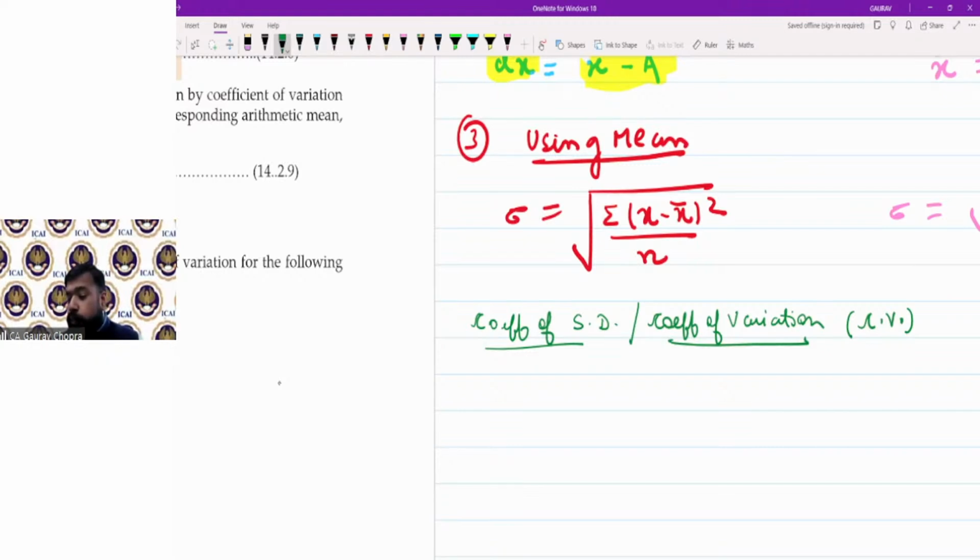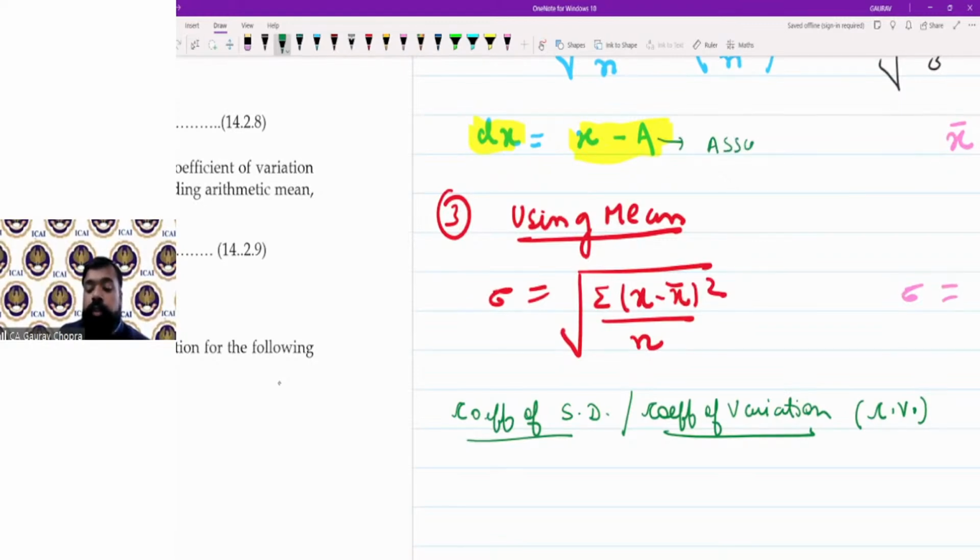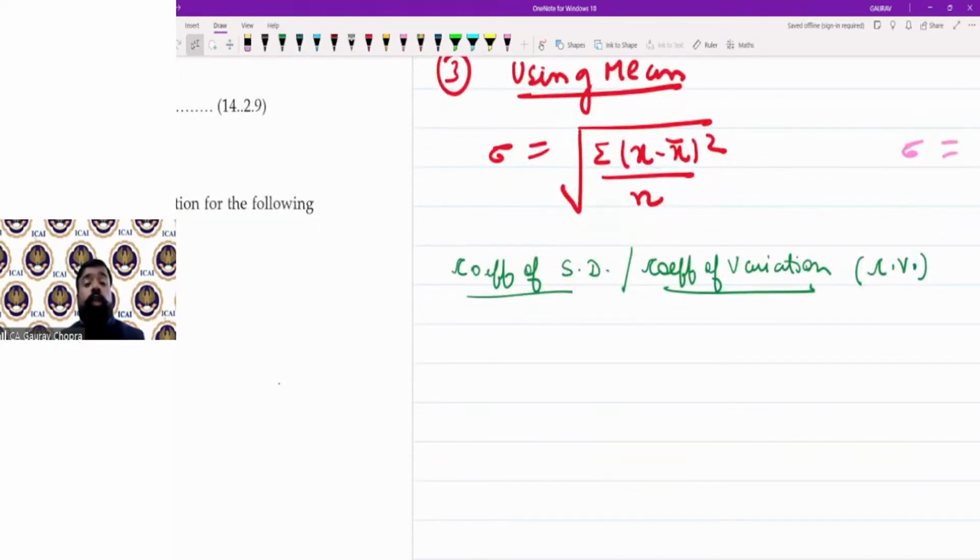So Mahima is asking what is the meaning of A. See, A here means assumed mean, whatever we have taken as the assumption. So for taking the deviation, we assume any number as mean. Okay, all right, Mahima.